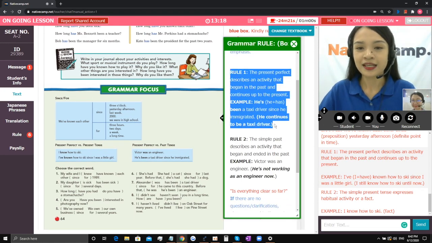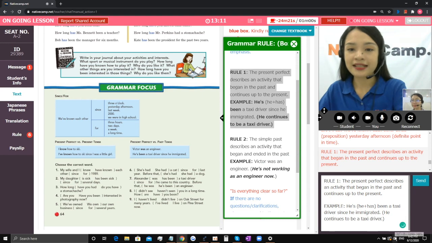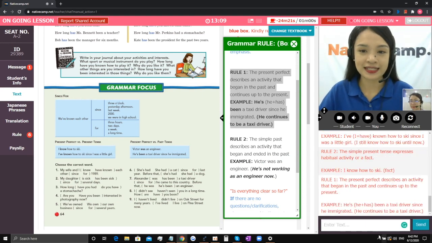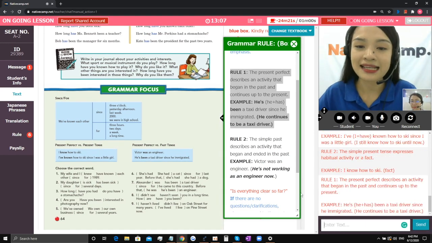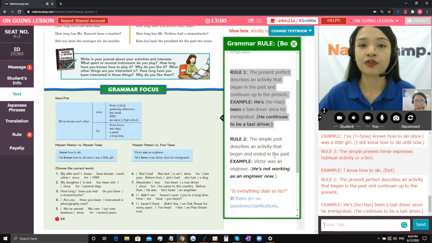I'll type some notes. So rule 1, the present perfect describes an activity that began in the past and continues up to the present. So for example, he plus has: he's been a taxi driver since he immigrated. So he continues to be a taxi driver now.